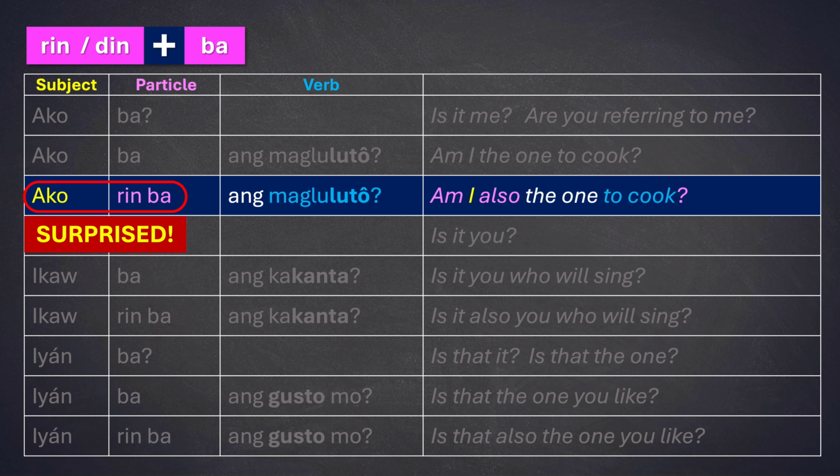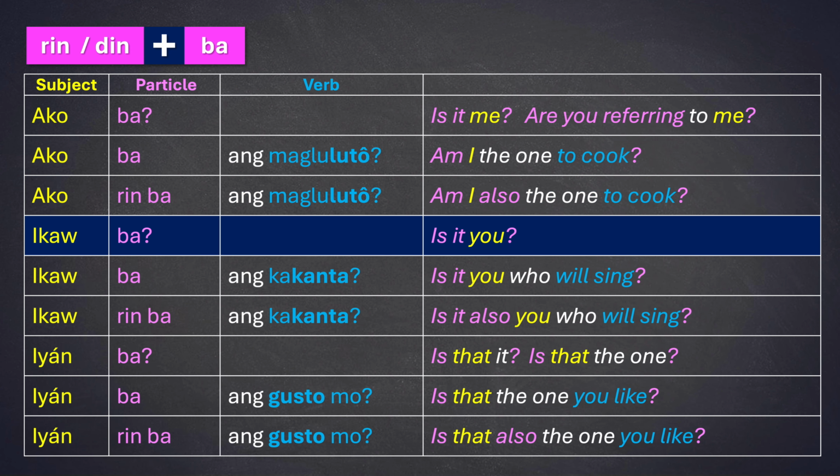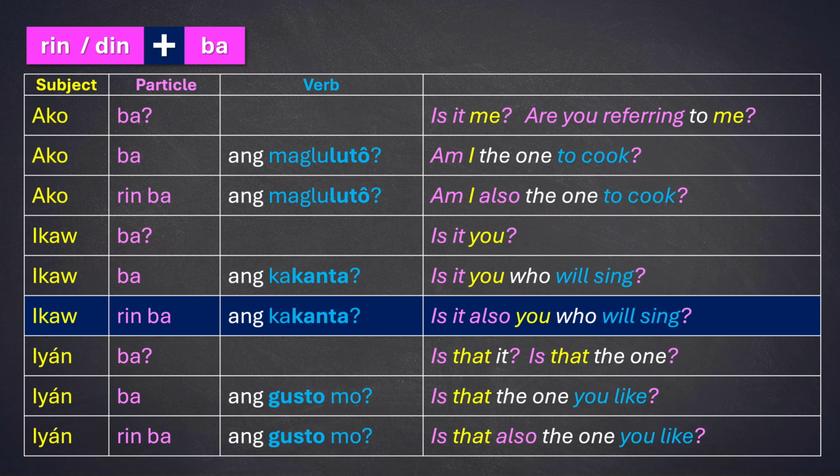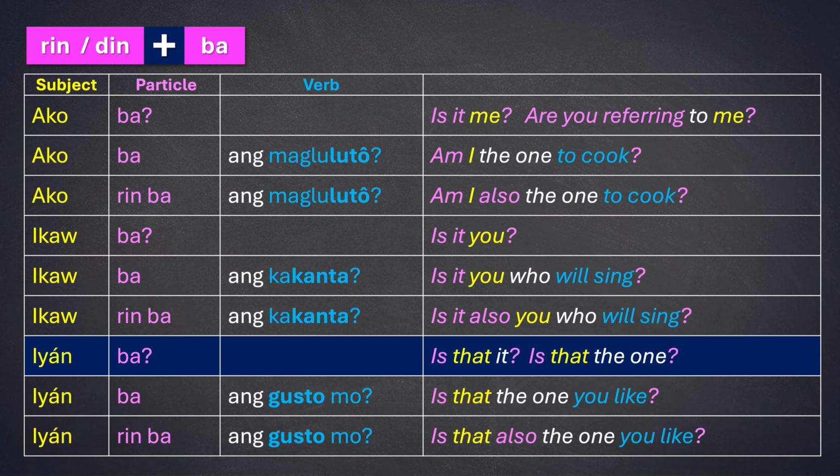Here, the speaker has a tone of surprise that he will also cook on top of the other things that he is expected to do. Ikaw ba? Is it you? Ikaw ba ang kakanta? Is it you who will sing? Ikaw rin ba ang kakanta? Is it also you who will sing? Iyan ba? Is that it? Is that the one? Iyan ba ang gusto mo? Is that the one you like? Iyan rin ba ang gusto mo? Is that also the one you like?